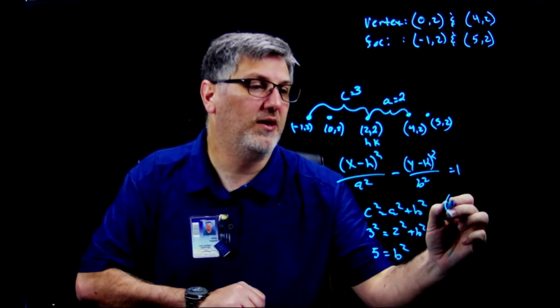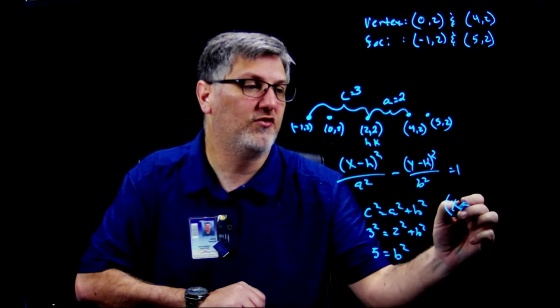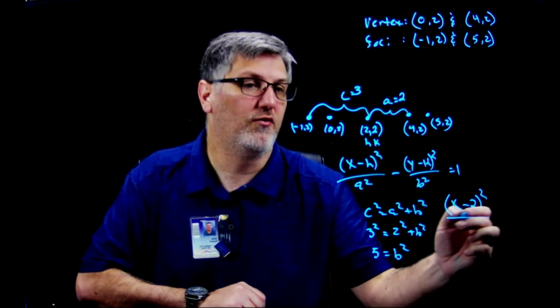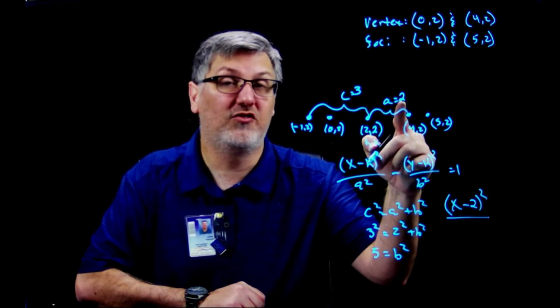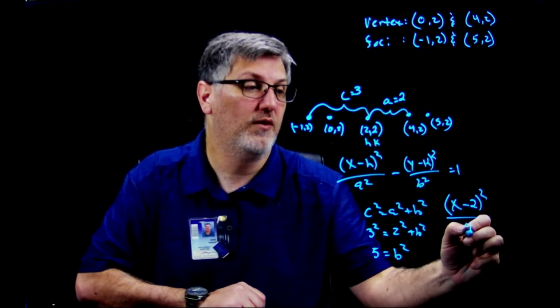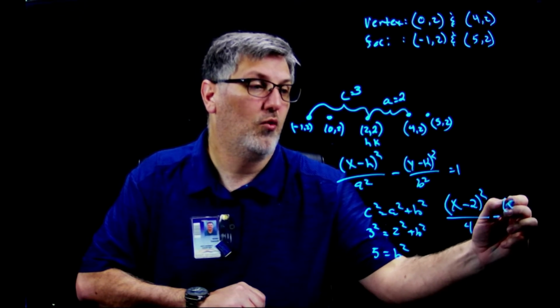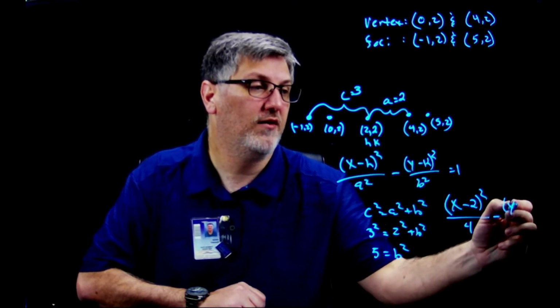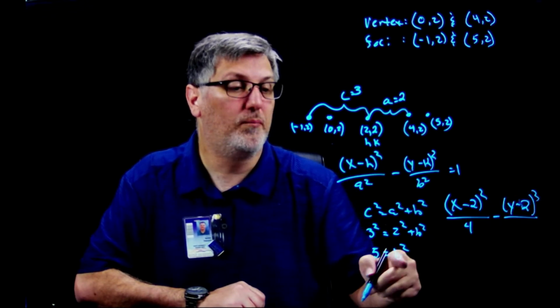So now I can actually write my formula. My formula is going to be (x minus my h, which is 2) squared over my a squared, well, a is 2, 2 squared is 4, minus (y minus my k, which is 2) squared over, well, b squared is 5.